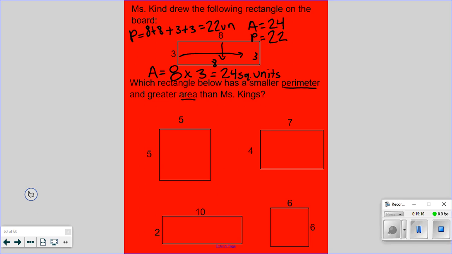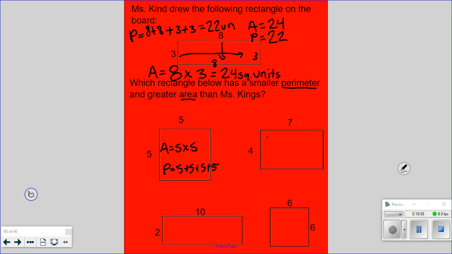All right, let's talk about the equation for our area for answer choice A. What is the equation I'm going to use to solve for area of answer choice A? You should have this written in your notebook. 5 times 5, because area is arrays. What is the equation for perimeter? 5 plus 5 plus 5 plus 5. All right, let's move on to the next answer choice.